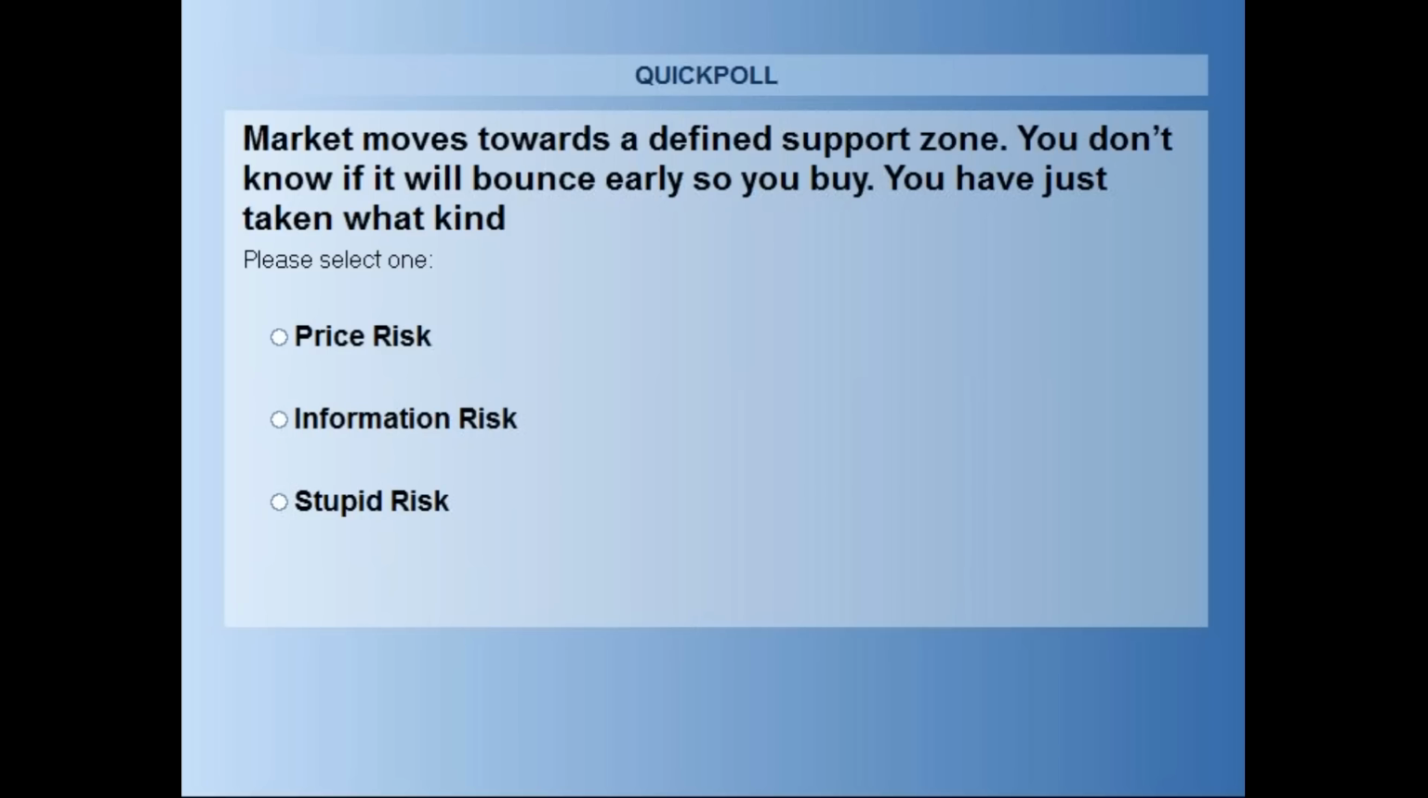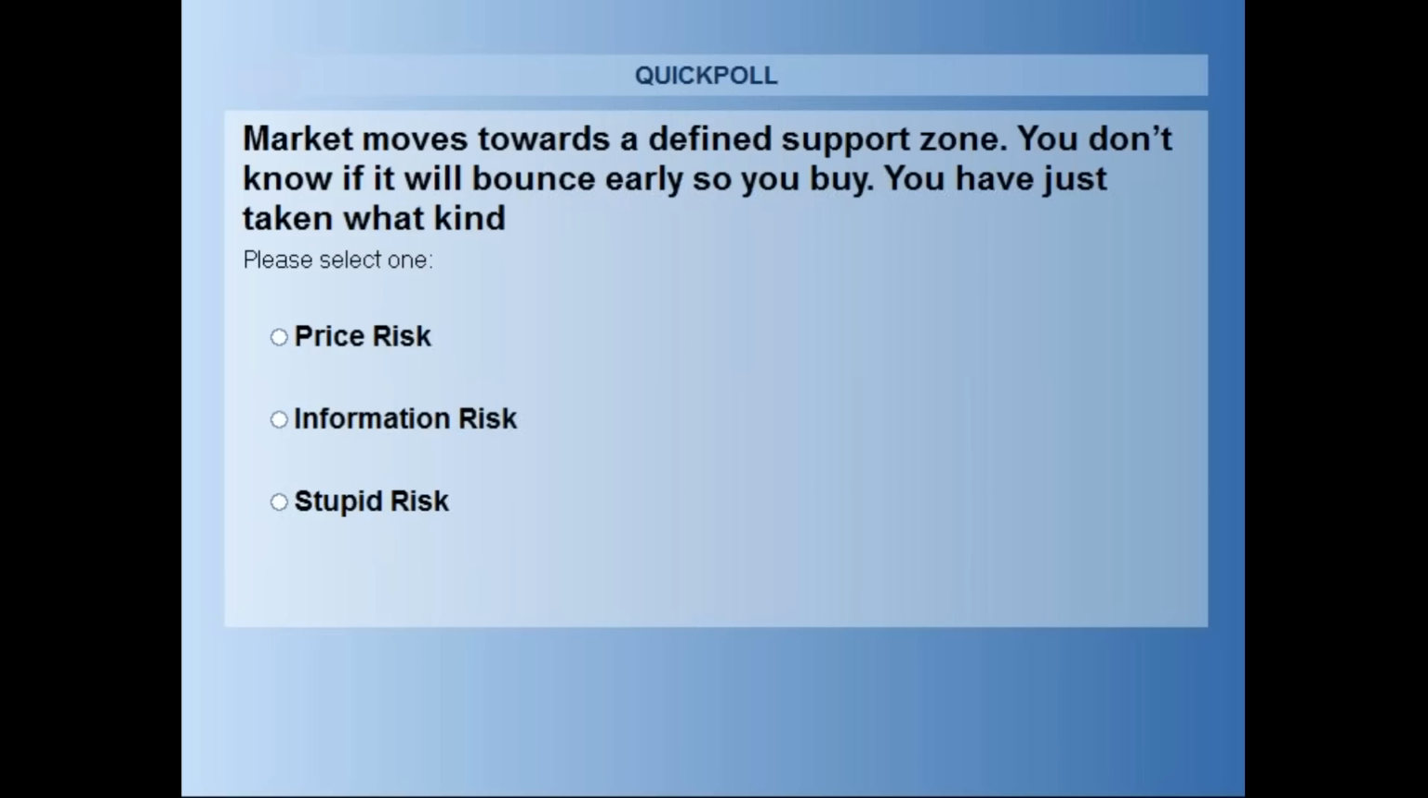Okay. So let's get rid of that real quick. So only 65% of you have voted. That's kind of disappointing. Let's get some more numbers up there. Price and information risk is difficult. Remember, the market has moved towards their support zone. They bought, so they've taken a trade. They're taking a risk. What kind of a risk did they take by getting in there and just buying it?